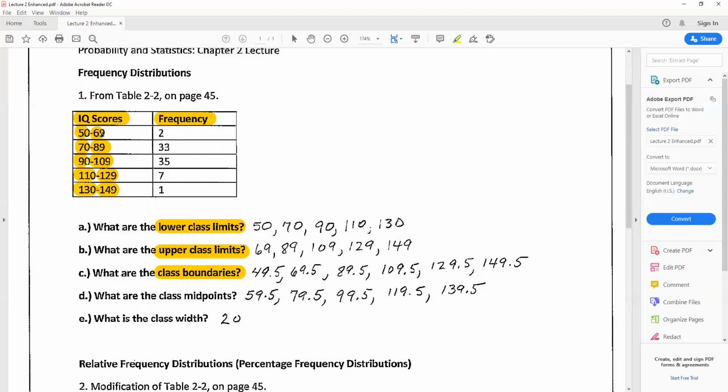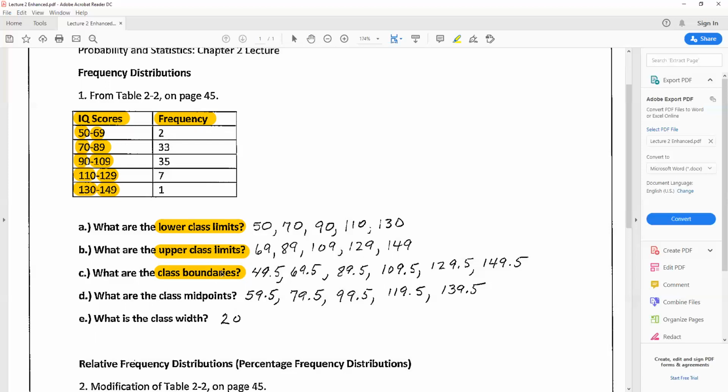If we take 69 and 70 and average those two together, we would get 69.5, right? So 69.5 would be the second class boundary. And then if you take the 89 and the 90 and average those together, you would get 89.5.